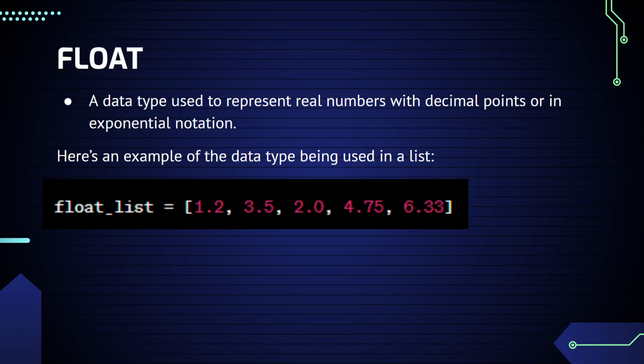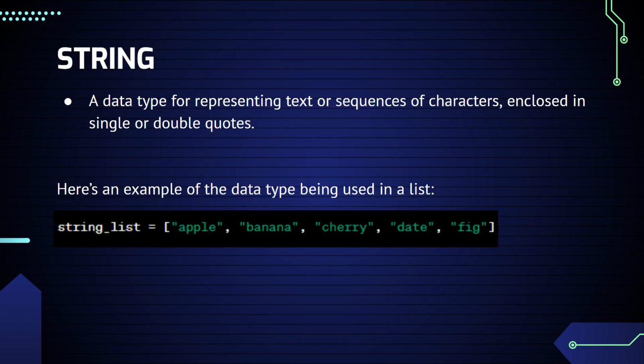So they're floats. A string is a data type for representing text or sequences of characters, which are enclosed in single or double quotes. Normally, you're going to see double quotes. Here's an example of the data type being used. We have a list called string list, and inside it, we have different types of fruits. We have apples, bananas, and they're all separated by commas, and they have double quotes.